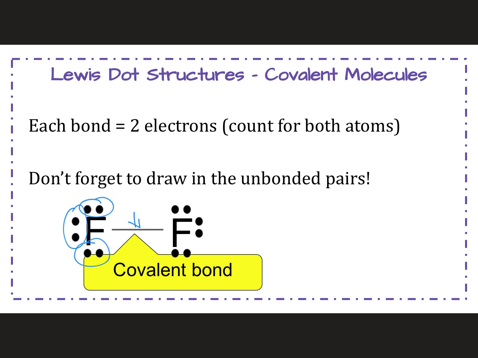So for example, we've got a fluorine bond here. That's two electrons. And then each individual fluorine atom has a total of 6 electrons that are part of what we call lone pairs, also known as unbonded pairs, or pairs of electrons that are not involved in bonding.